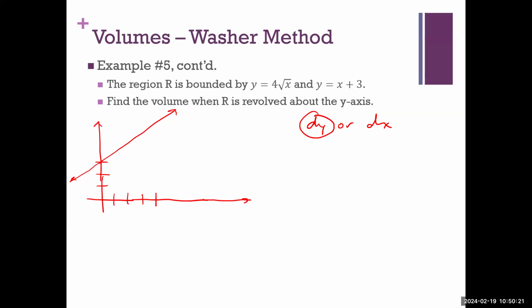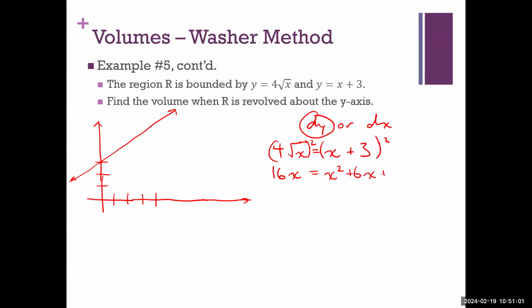Can we figure out where they cross? How do we do that? I can set them equal to each other. So I get 4 radical x equals x plus 3. Where do I go from there? Square both sides. What does that do? Yeah, so basically I'll get rid of that square root power. So it'll be 16x equals, if I square this binomial, I should get x squared plus 6x plus 9.